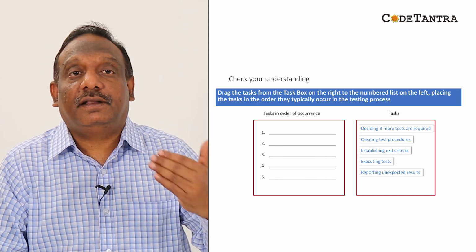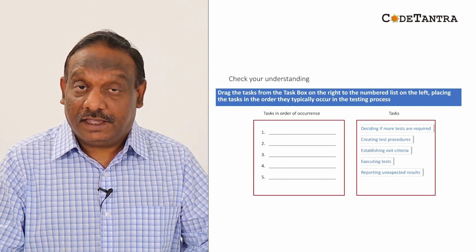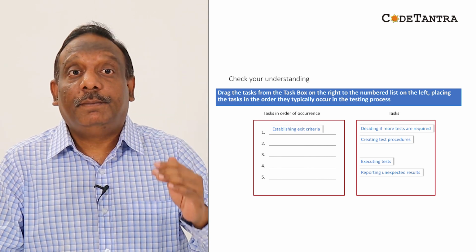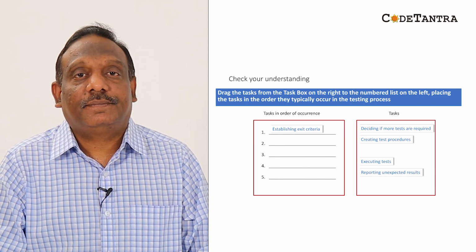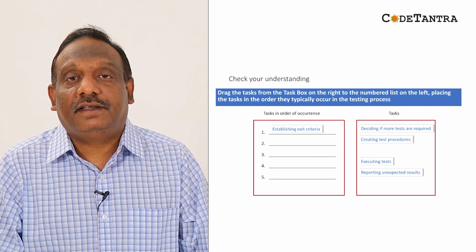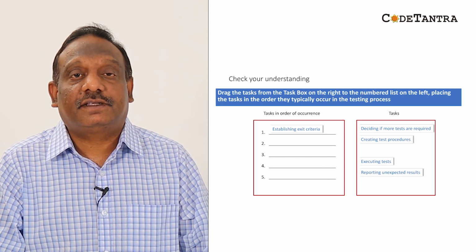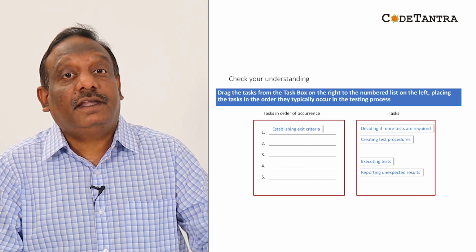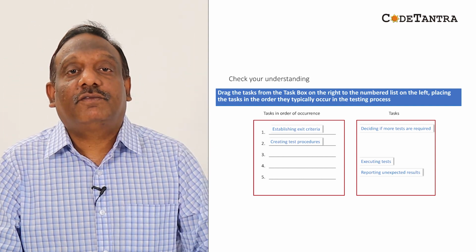According to the order in which they occur in a real testing project, which one is the first? What do you think? Yes, you are right. Establishing exit criteria. This is the first task that will be performed, because establishing exit criteria happens at the time of test planning. Then among the next 4, what will follow? Will you decide if more tests are required, or start creating test procedures, or start executing tests, or report unexpected results? Yes, you are right, you will create test procedures. That is second in order as per our fundamental test process.